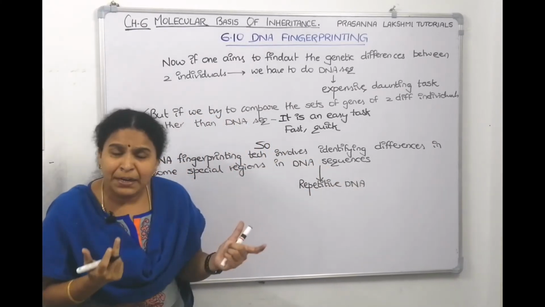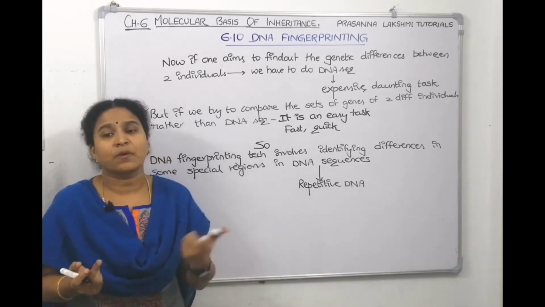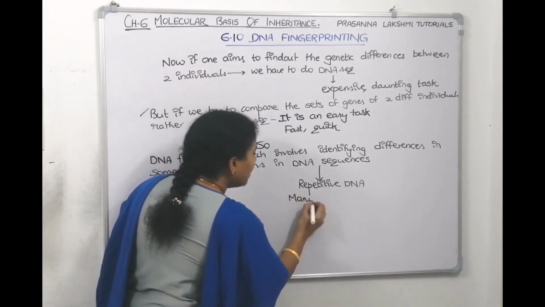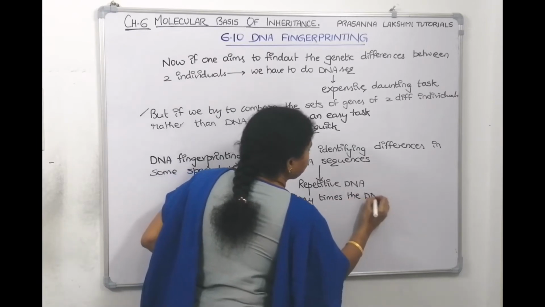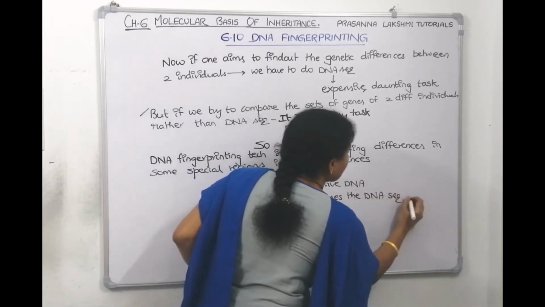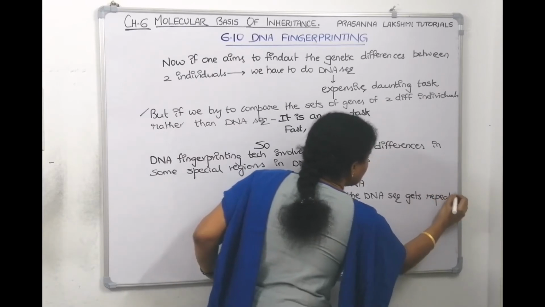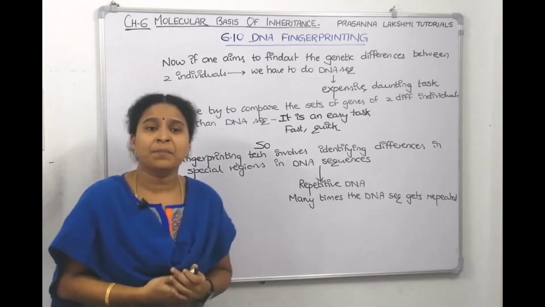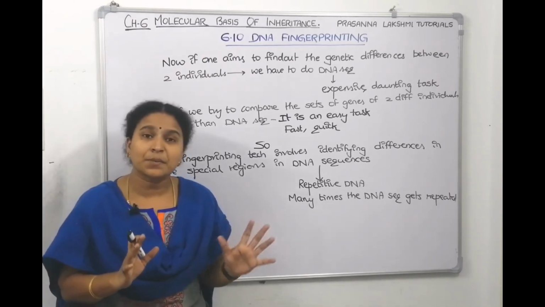What do you mean by repetitive DNA? Repetitive DNA means it is repeating many times. That is why it's called repetitive DNA. Many times the DNA sequence gets repeated. Am I correct? If the DNA sequence gets repeated many times, then yes, you can call it repetitive DNA, isn't it?